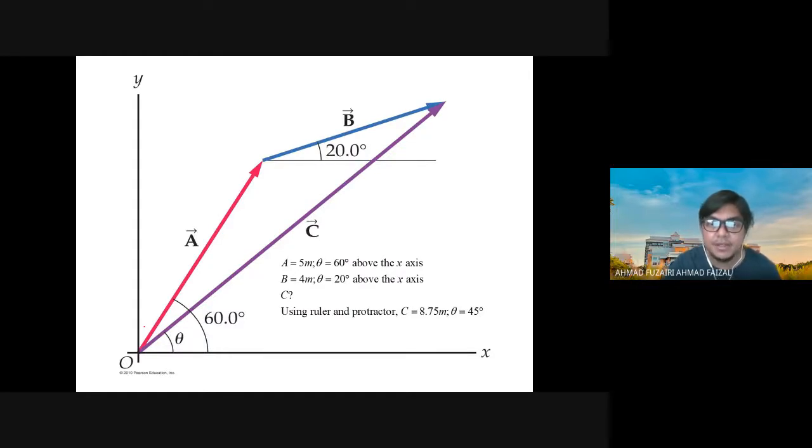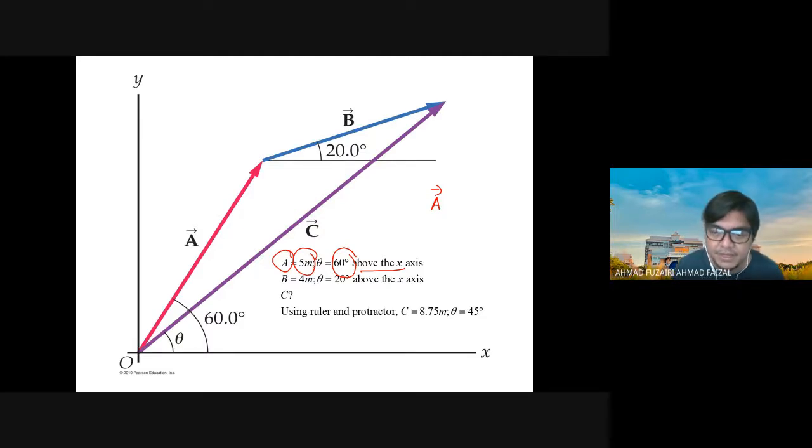A plus B, then you get C. So A is 5 meters, and theta is 60 degrees. Tengok macam mana dia buat. So 60 degrees above the x-axis. So it tells you the details of the vectors. Nampak cara dia tulis? Dia gunakan italic. Tapi kita tak payah tulis italic, susah kan? Jadi kita buat A, jadi kita tahu this is the A vector, vector A.